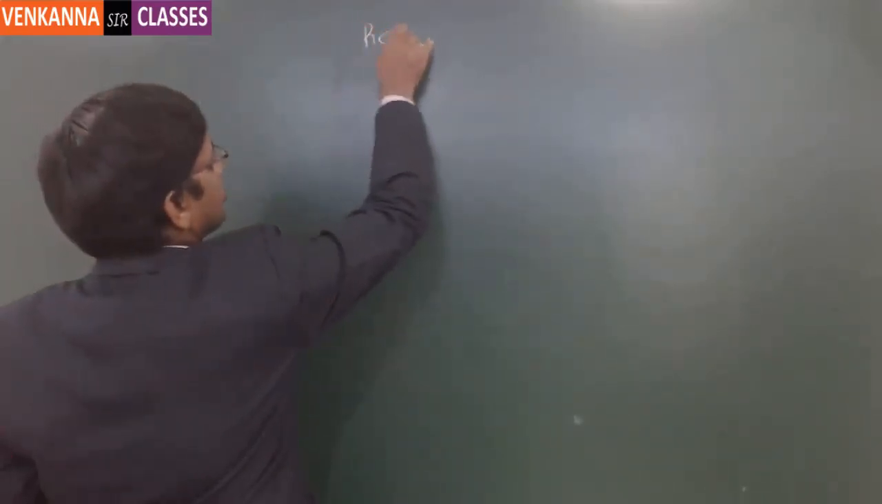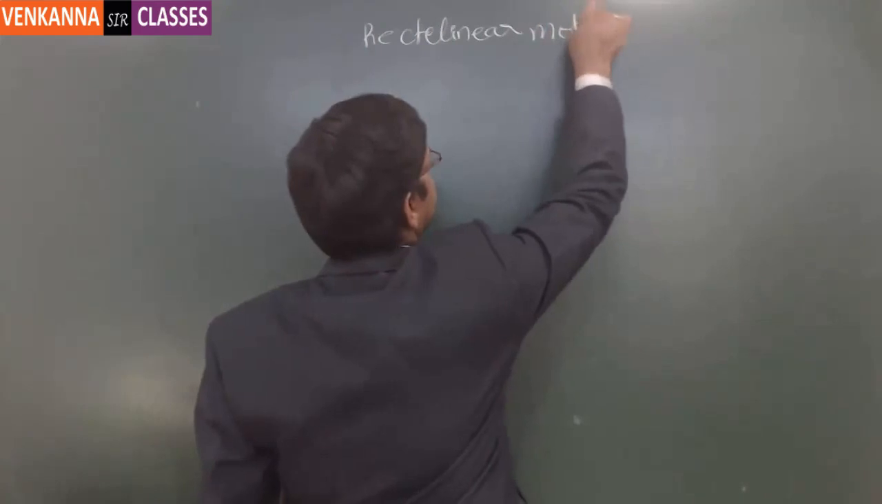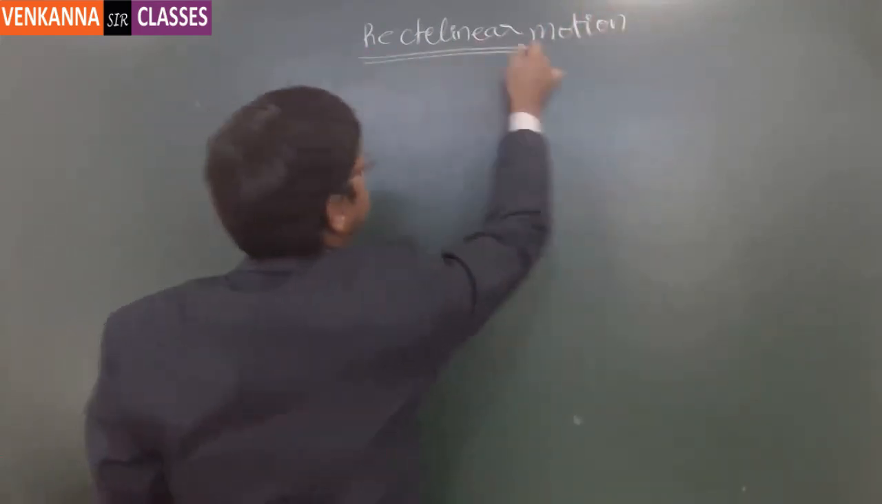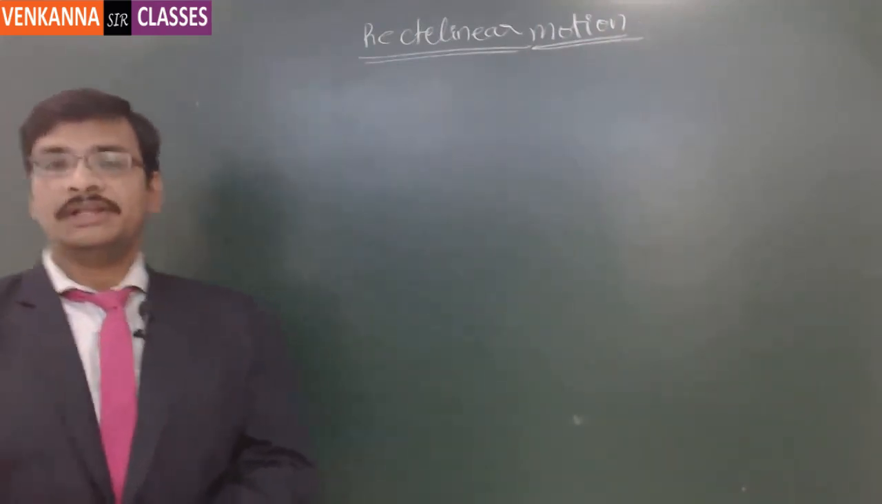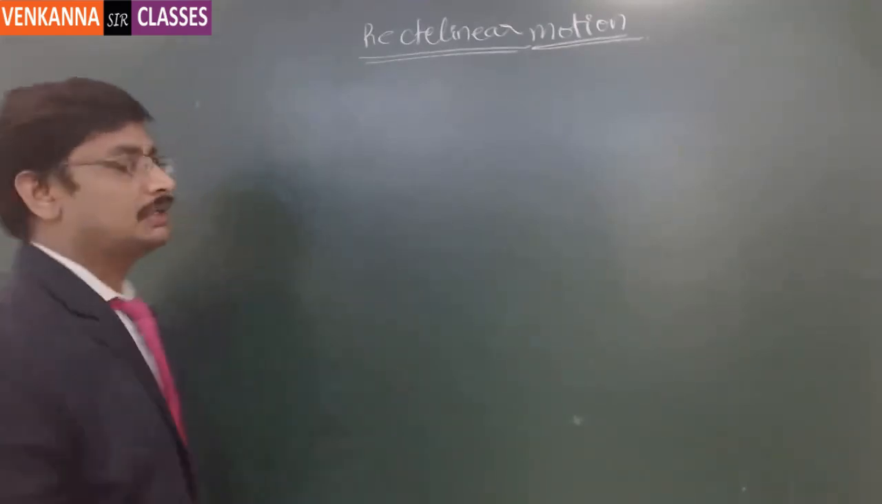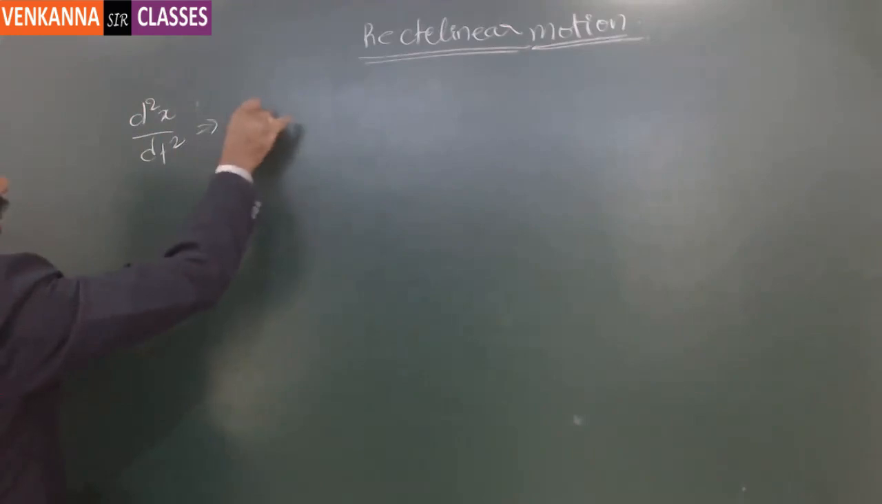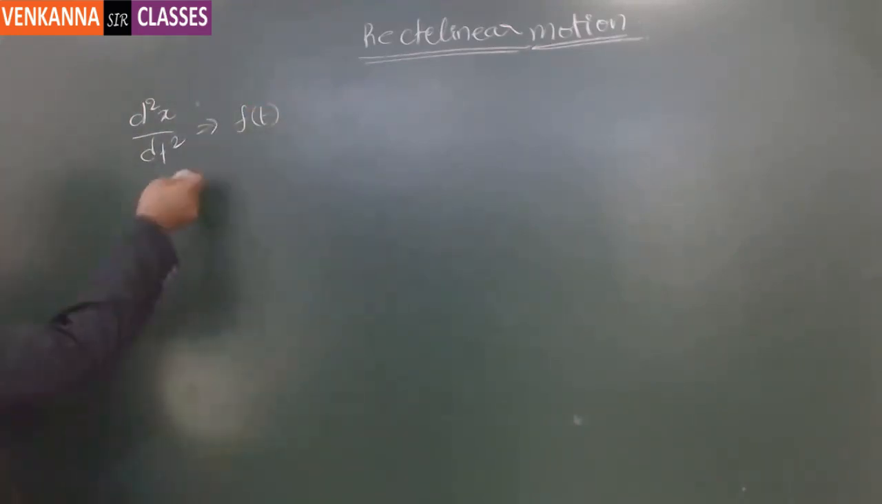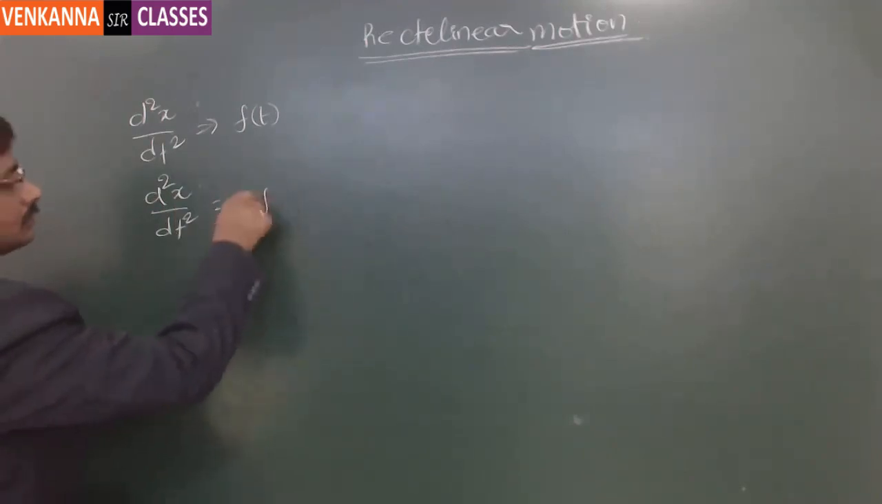So let us start. So, rectilinear motion. In the rectilinear motion, we dealt with the normal scenarios, that is d square x by dt square may be a function of time. Now we are going to deal with the case where it is a constant, that is d square x by dt square equal to some constant a or f.